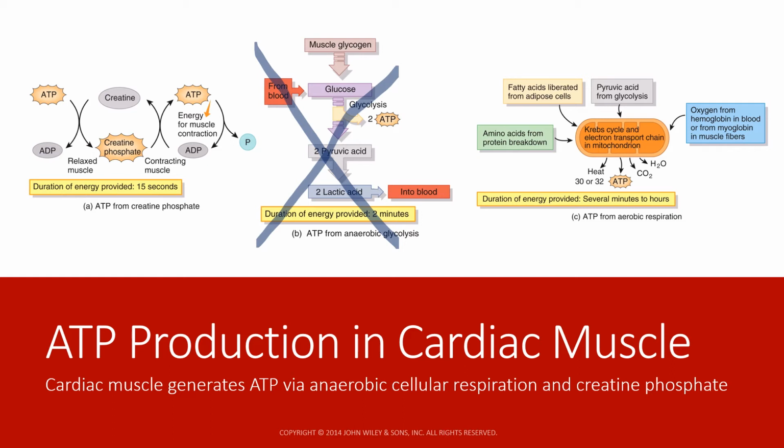Instead, it relies almost exclusively on aerobic respiration from all those large, many mitochondria. So we're almost going to completely rely on aerobic respiration. There also, just like skeletal muscle though, cardiac muscle does produce some ATP from creatine phosphate. So very little from creatine phosphate, but mainly we're going to be looking at aerobic respiration as the main means of producing ATP.